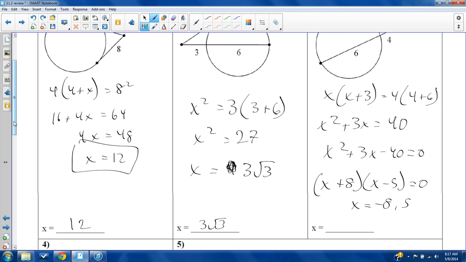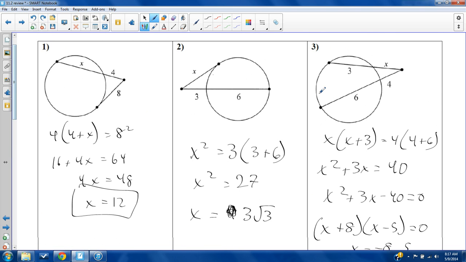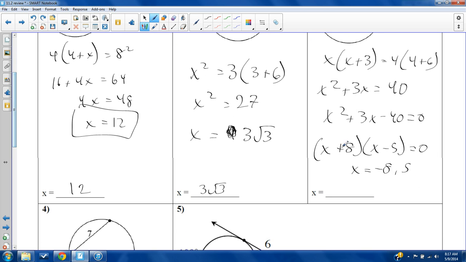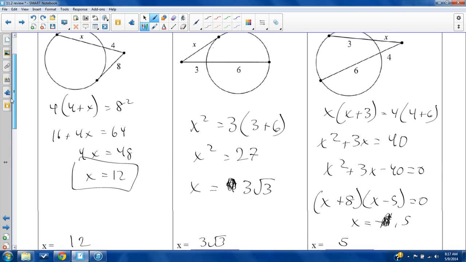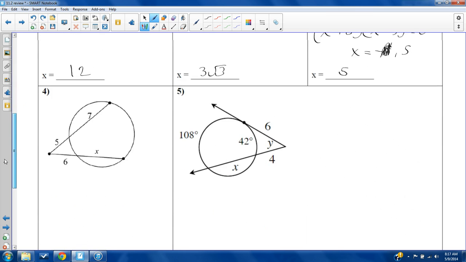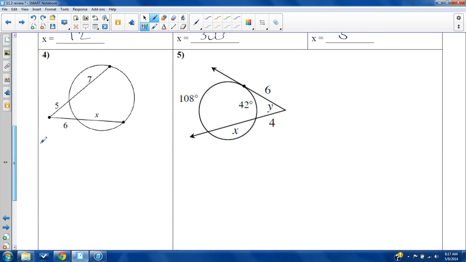So either of these solutions work. Problem is, x is a length here, and length can't be negative. So x cannot be negative 8. Negative 8 does not work here. The only thing x can equal here is 5. I'm sorry I'm rushing through these examples. Obviously, I've run out of a significant amount of time here. I had a malfunction earlier.